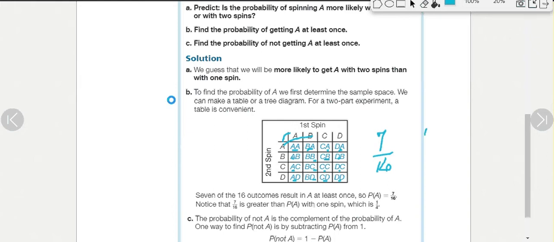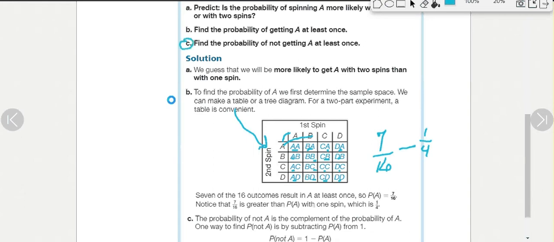That's better than what 1 over 4 was, which would have been 4 out of 16. So thanks to this table, I was able to explain why it just seemed like you'd have a better chance trying it twice. And that's exactly the difference. Does that mean it's necessarily what's going to happen? Could I get A on 1 spin and then try again with 2 and not get it at all? Yeah, that's the fun of probabilities. You never know.